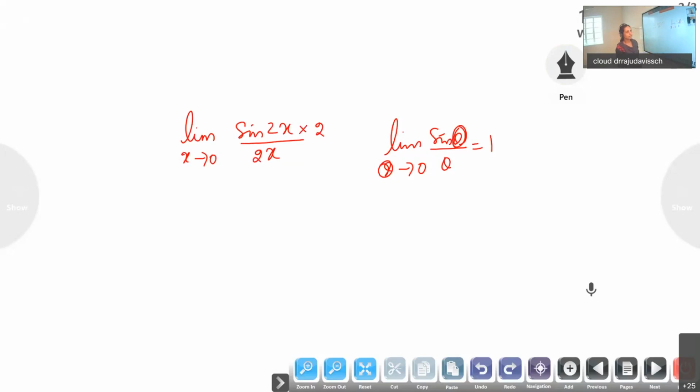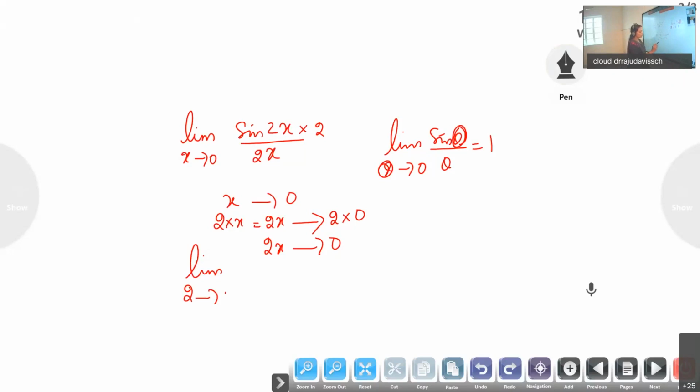Is it correct? Likewise, when x tends to 0, what about 2 into x? When x is approaching 0, I am multiplying by 2. So 2x will tend to 2 into 0. What is 2 into 0? 0. So 2x also tends to 0. The same thing we can write as limit 2x tending to 0 of sine 2x by 2x into 2.